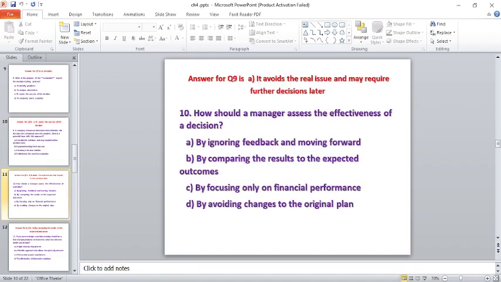Question number 10. How should a manager assess the effectiveness of a decision? A. By ignoring feedback and moving forward. B. By comparing the result to the expected outcomes. C. By focusing only on financial performance. D. By avoiding changes to the original plan. The answer for question number 10 is B. By comparing the result to expected outcomes.